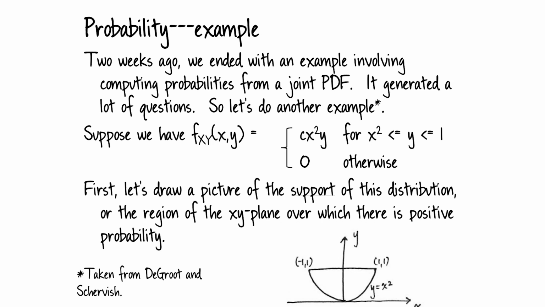So basically, I just drew the function y equals x squared, okay? Here's y equals x squared. And then I drew the line y equals 1. And the support is basically everything that's contained between those two functions, okay?